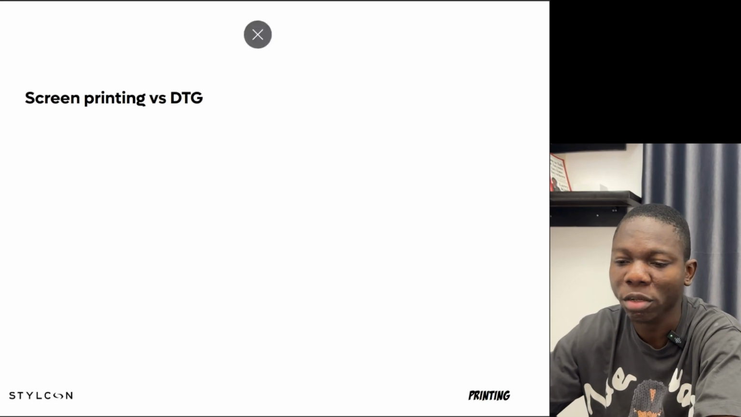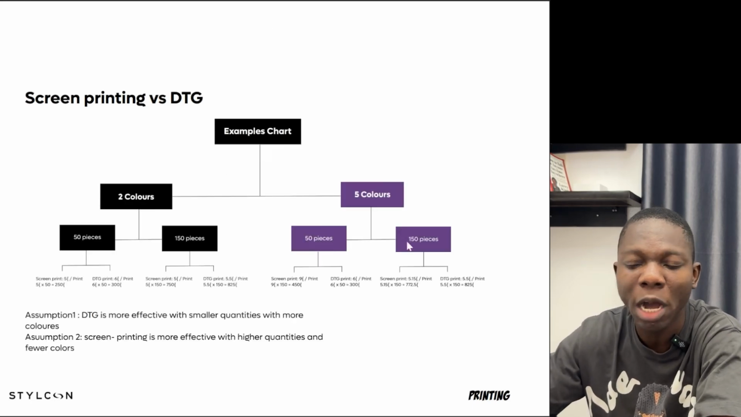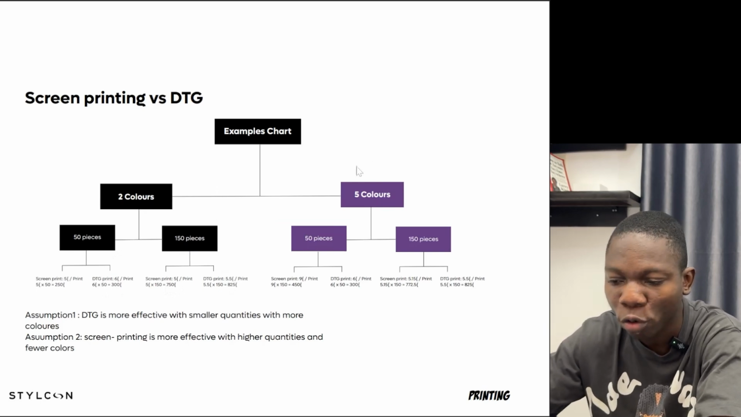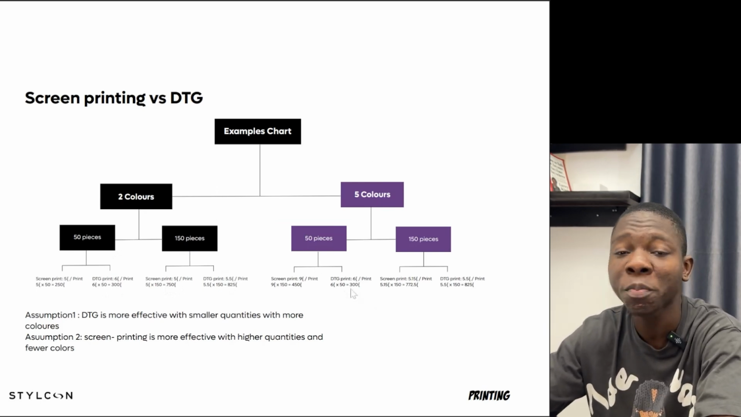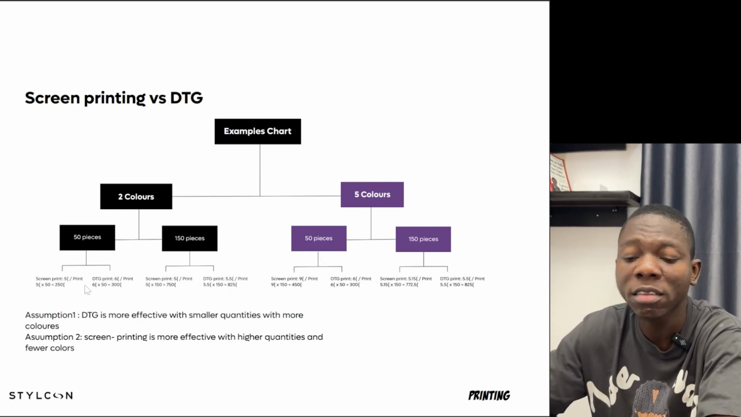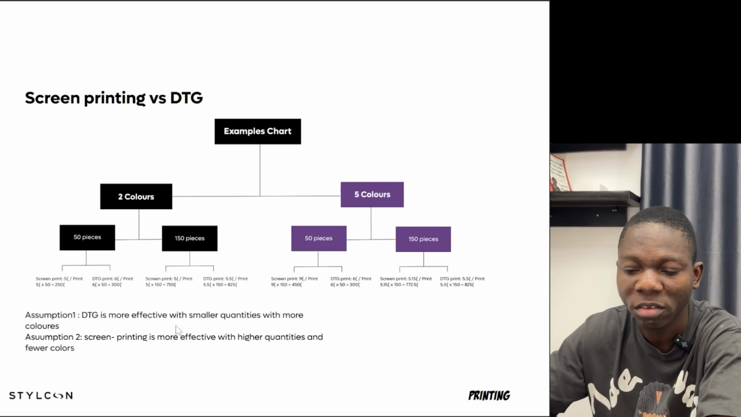Screen printing versus DTG. I did a chart to explain the breakdown in terms of pricing. So this explains when you're printing 2 colors with screen printing, when you're printing 2 colors with DTG. It explains when you're printing 150 pieces with DTG, when you're printing 150 pieces with screen printing. And also when it's 5 colors and when it's 50 pieces with both DTG and screen printing. You can see that when you take a look at this, DTG is more effective with smaller quantities and with more colors, while screen printing is more effective with higher quantities and fewer colors.